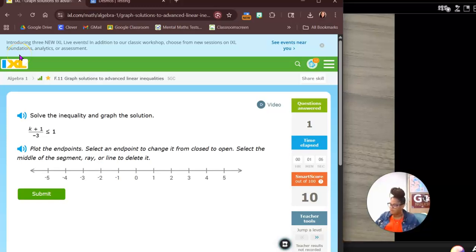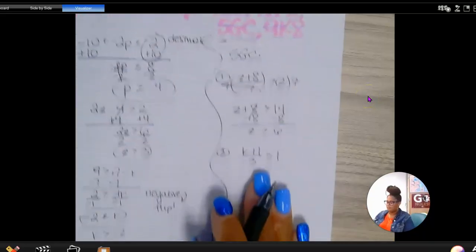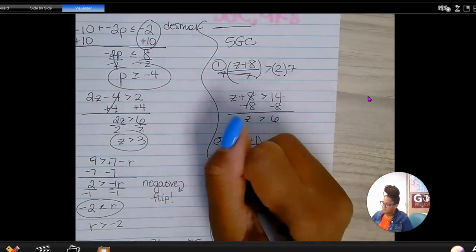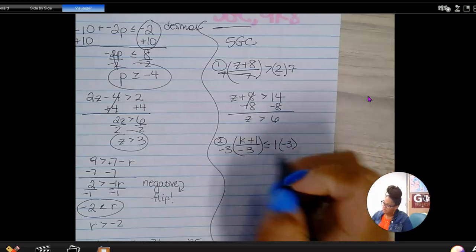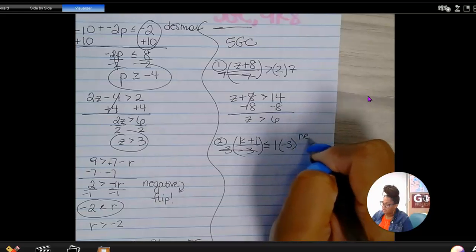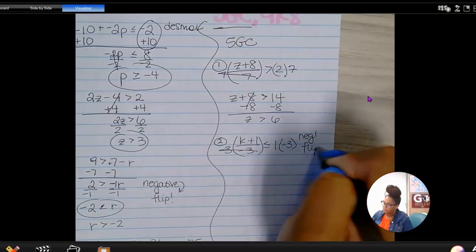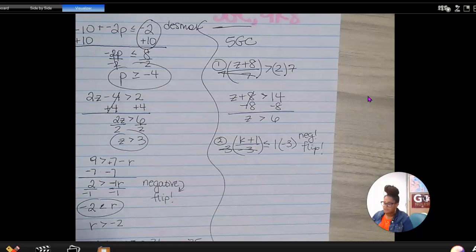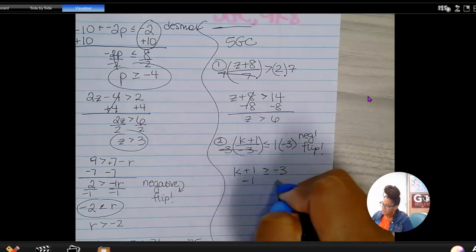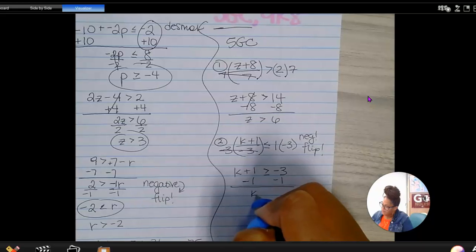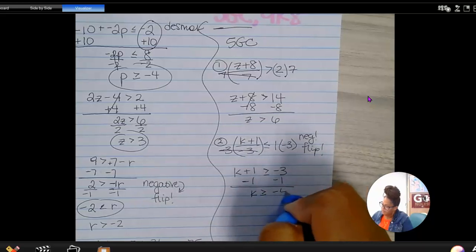k plus 1 divided by negative 3 is less than or equal to 1. So this will be a closed circle. I must multiply both sides by negative 3. These cancel out, and because I'm multiplying by a negative, I gotta flip. Then I will say that I have one group of k plus 1 is now greater than or equal to negative 3. And then I would subtract 1 from both sides. k is greater than or equal to, this is negative 4.